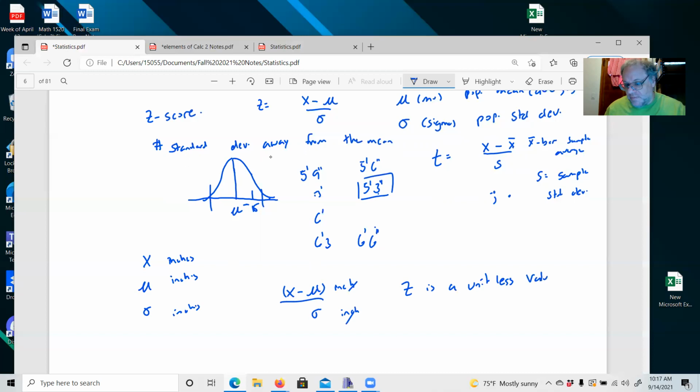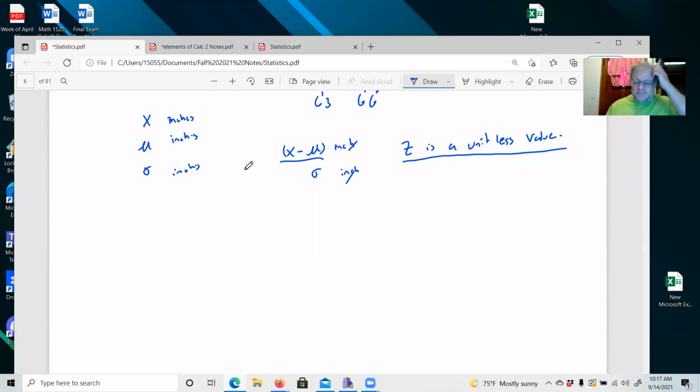I don't know how many people in the class are going to be engineers, and you know, you might be. I mean, a lot of different kinds of people take this class. Engineers really love unitless numbers because they're really just factors now. It lets you compare very different things without having to worry about what units they're in.